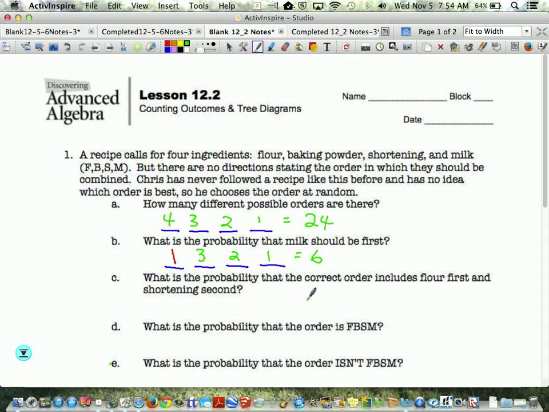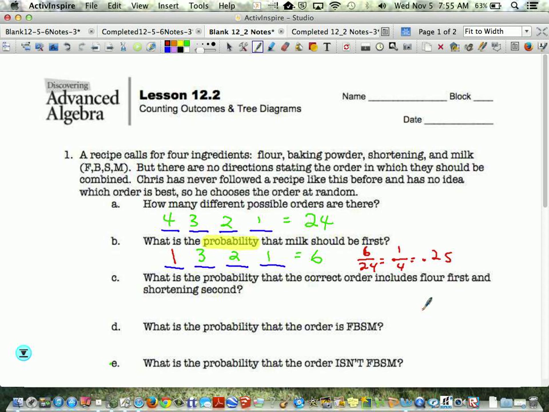Now, what's the difference between question A and question B? They didn't want to know how many ways, right? They want to know probability. So if they ask us for probability, probability is always part divided by the whole. So if there are 24 different ways to put your ingredients in there, and there are 6 ways to do it with milk first, you have to make sure you're doing 6 divided by 24, which is 1/4 reduced fraction, or 0.25.